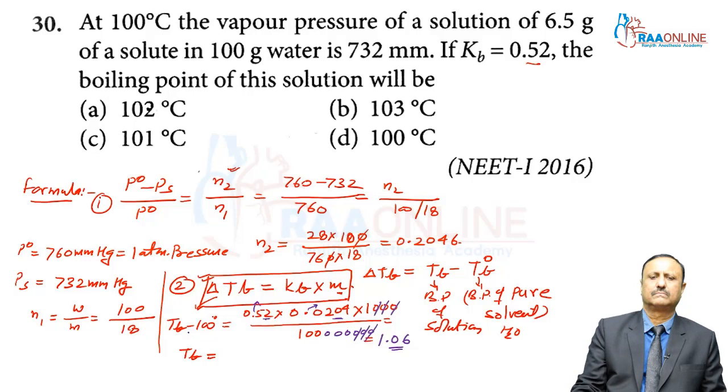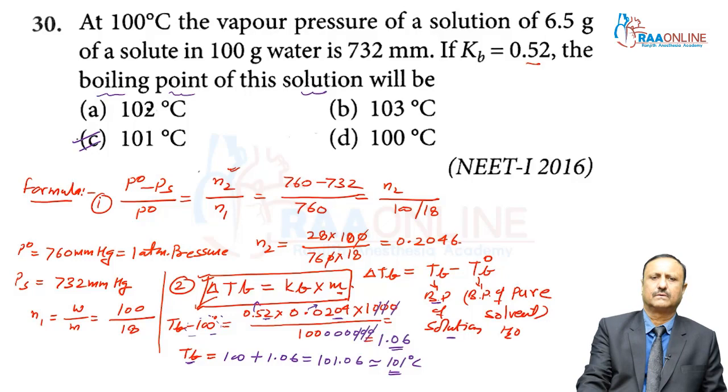Now, TB is equal to, when this minus 100 goes inside, then 100 plus 1.06, that is the TB. And what is the TB, my dear students? This is the boiling point of solution, because here you can see in this question he has the boiling point of solution. So, my dear students, here 100 plus 1.06, then you get 101.06, or approximately 101 degrees Celsius. This is the boiling point of the solution. So, my dear students, question number 30, you can go to answer C.